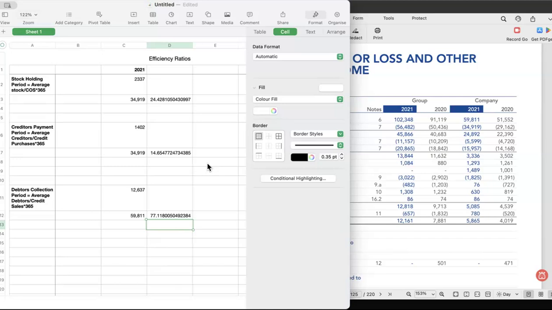Next, creditors payment periods. As you can see, they've got 14.9, which is 15 if you round it off. So you can see that it's okay. It's not bad. They're settling the creditors payment within 15 days. It's fine. Half a month. They only take half a month to pay the creditors. So it is good. You're able to maintain a good relationship with the suppliers.